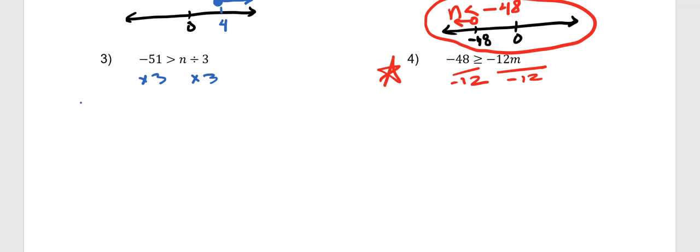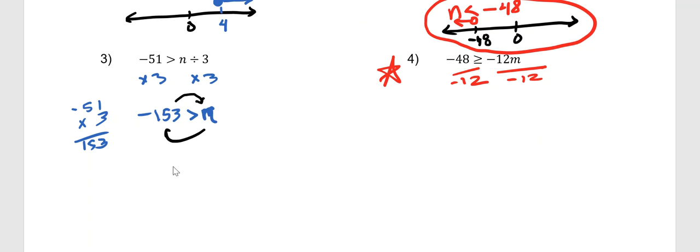So I know I'm going to have to multiply negative 51 times 3. That gives me 3 and 15. That gives me negative 153, if I read from left to right, is greater than n. That's a backwards answer. So we're going to turn that around. We're going to turn that into n, reading from the variable, is less than negative 153.